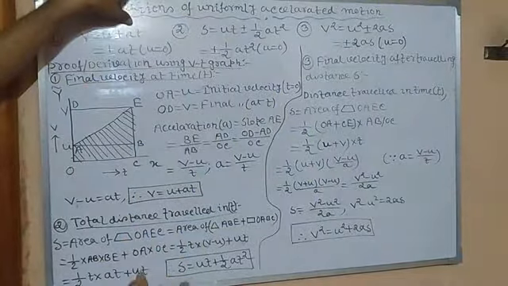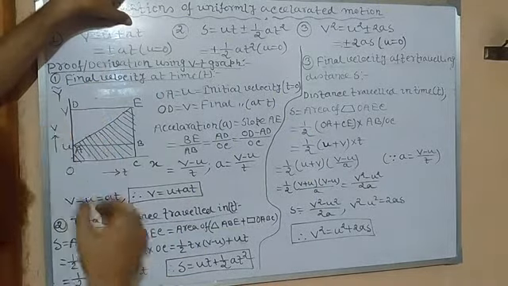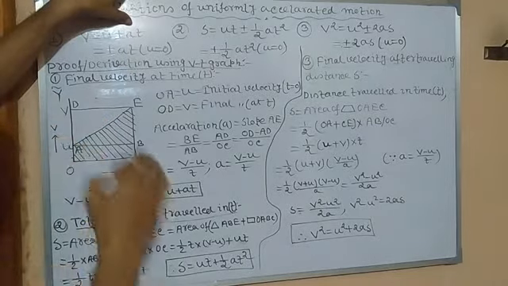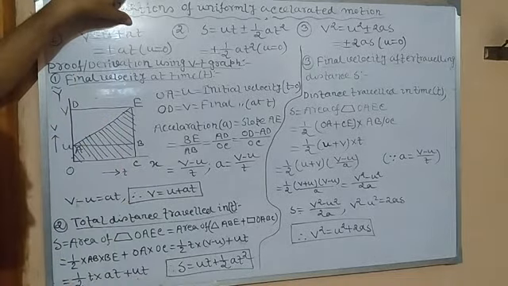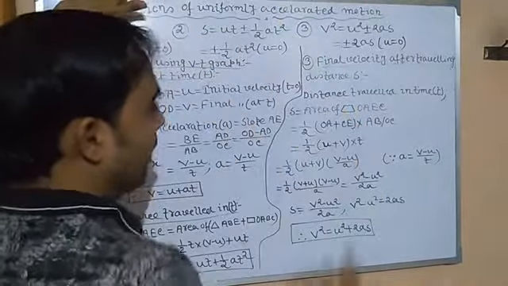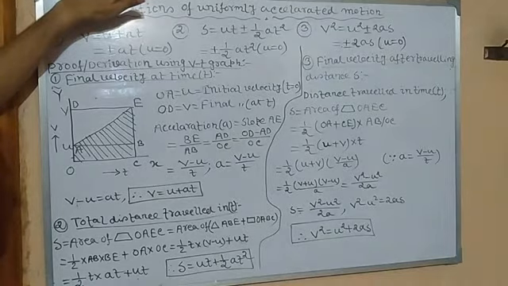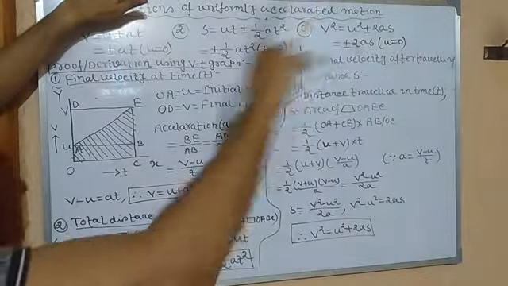Both are final velocities, but the first is the final velocity acquired by a body having some initial velocity moving with uniform acceleration after time t. And this is the final velocity of a body having initial velocity u with uniform acceleration a after traveling some distance s.